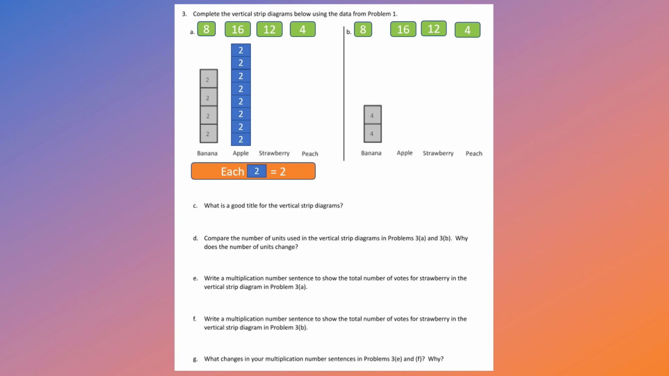All right, now let's work on strawberry. The number of votes for strawberry was 12, so let's count by 2s and create our squares until we get to 12.